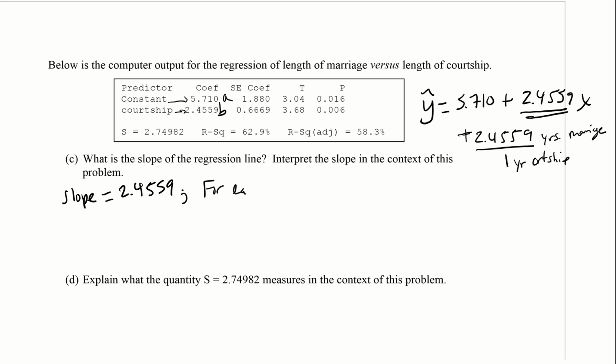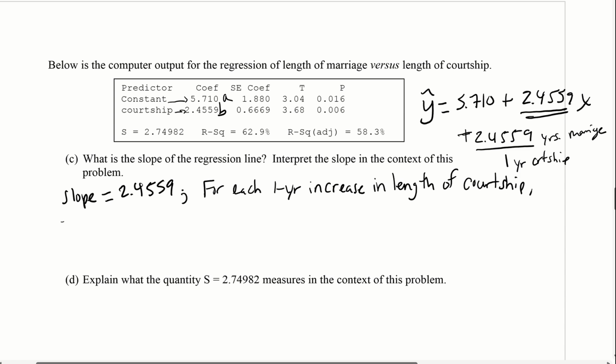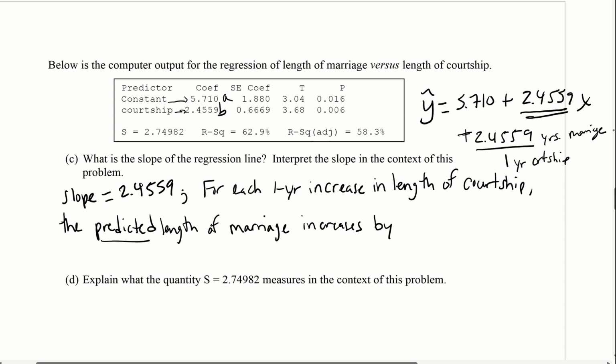So for each 1 year increase in the length of courtship, the predicted length of marriage increases by 2.4559 years. The keyword is predicted.